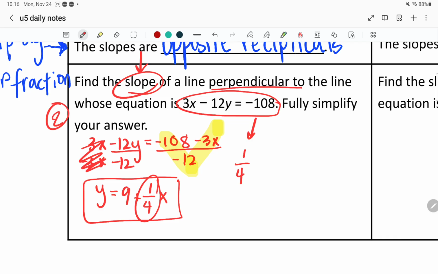So perpendicular means opposite reciprocal. So instead of positive 1/4, I want negative 4/1. And that's my answer. I'm done. So we had to do that math to find the slope, and then I had to take my slope and flip it because it was perpendicular.